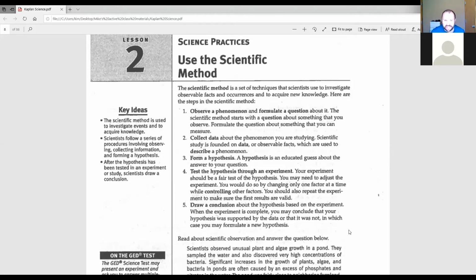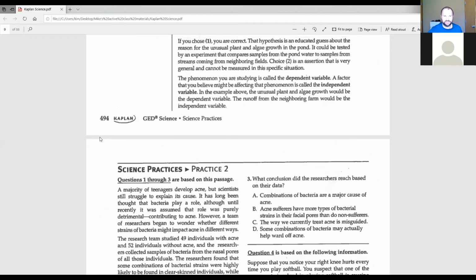And then the last stage says drawing a conclusion about the hypothesis. When your experiment is complete, you may conclude that your hypothesis was supported or that it wasn't, in which case you may formulate a new hypothesis. And we're going to talk about conclusions probably again tomorrow, so I'm not going to revisit that. So make sure we've got plenty of time to get through these questions. I want to make sure we get started.